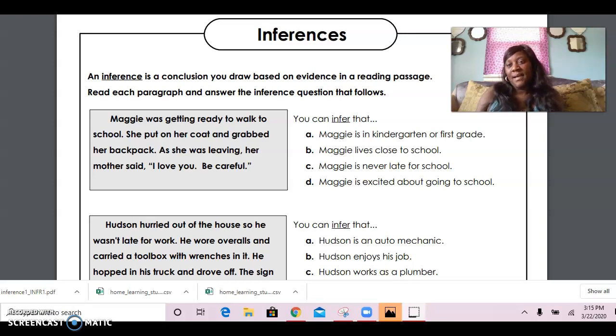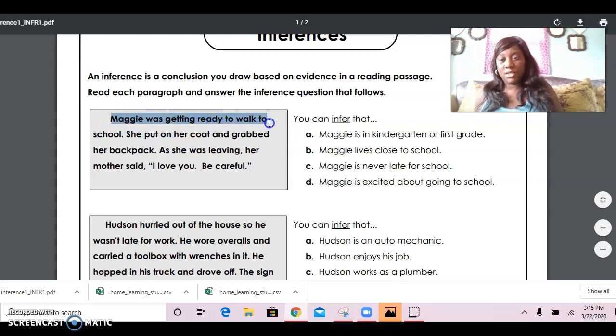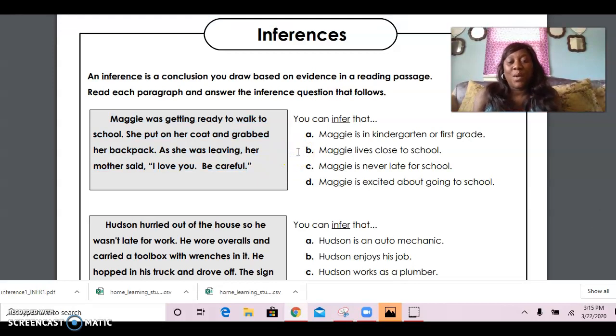Okay, I'm going to read it again, my second read. Maggie was getting ready to walk to school. She put on her coat and grabbed her backpack. As she was leaving, her mother said, "I love you. Be careful." Awesome. So we have read our passage twice. Now we're going to look at the questions that go along with the paragraph.